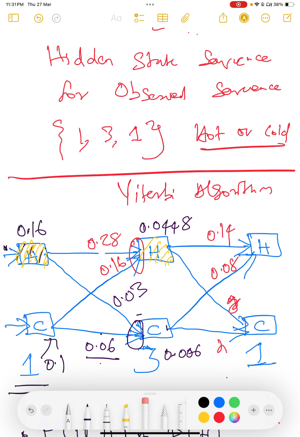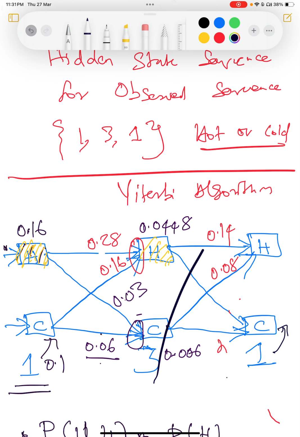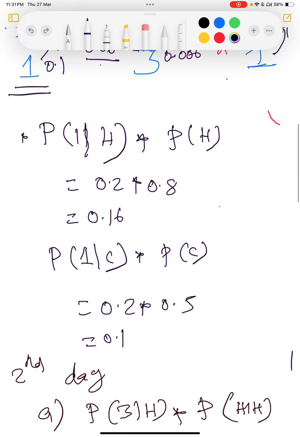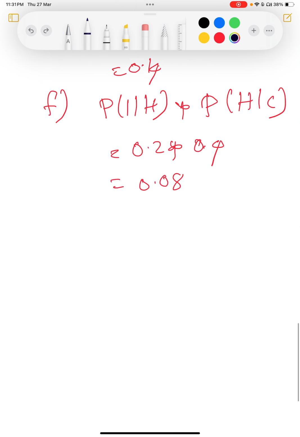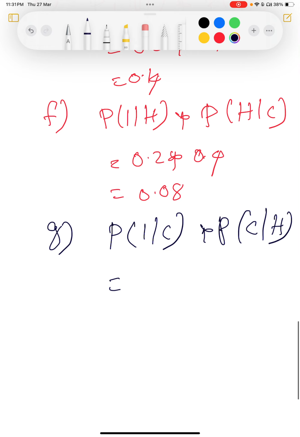G and H. What will be G? It should be out of 1 given C, C given H. So what will be this?